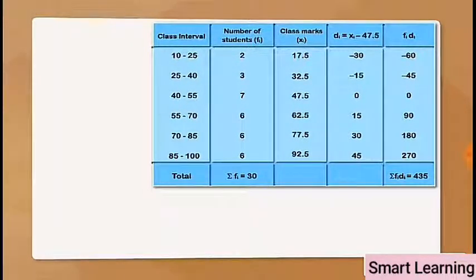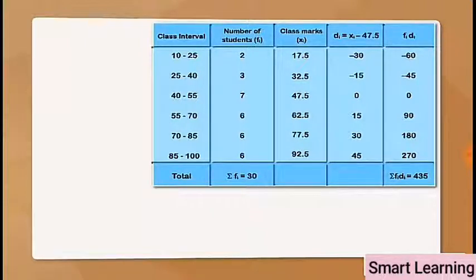The first step is to choose one among the xi's as the assumed mean and denote it by A. Also, to further reduce our calculation work, we may take A to be that xi which lies in the center of x1, x2 and so on till xn. So, we choose A is equal to 47.5 or A is equal to 62.5. Let us choose A is equal to 47.5. The next step is to find the difference di between A and each of the xi's, that is, the deviation of A from each of the xi's. That is, di is equal to xi minus A is equal to xi minus 47.5.